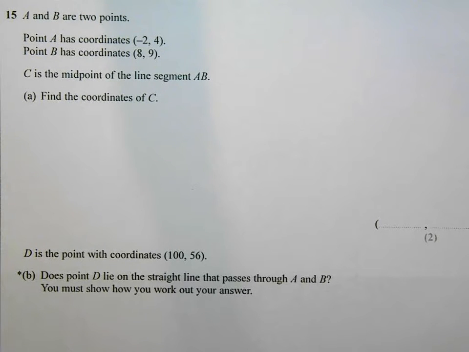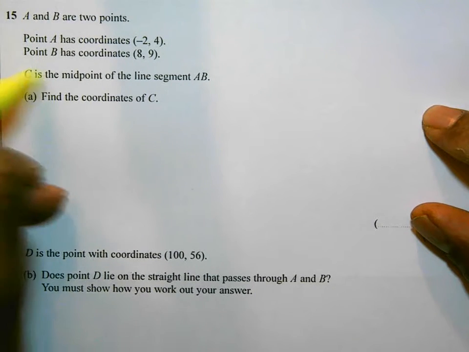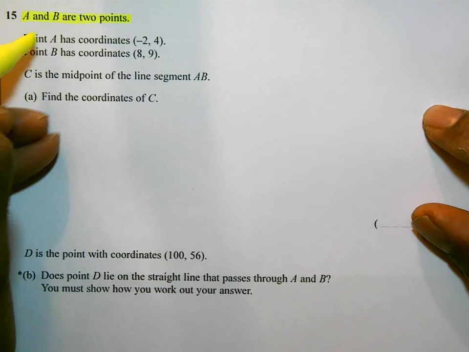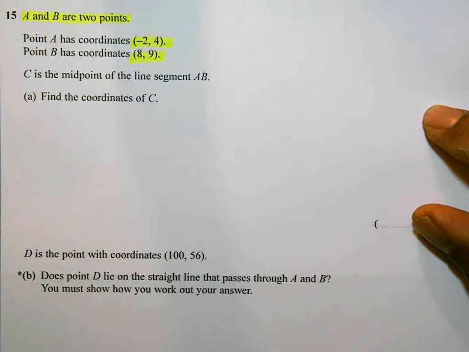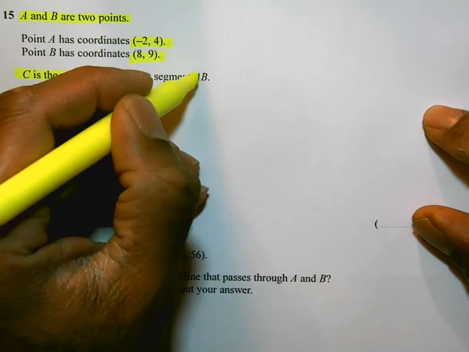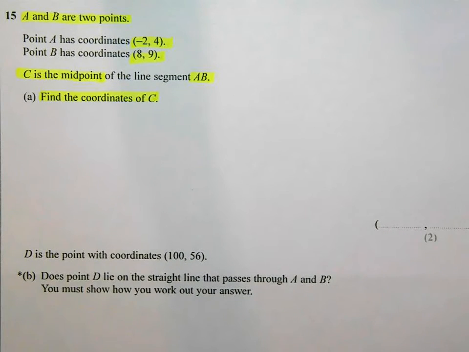This is question number 15 on the June 2015 non-calculator paper. The first part of the question, part A, says two points, A and B, have coordinates (-2, 4) and (8, 9). C is the midpoint of the line AB. Find the coordinates of C. So they basically want us to work out the midpoint between two coordinates. This is a technique that you should be familiar with.